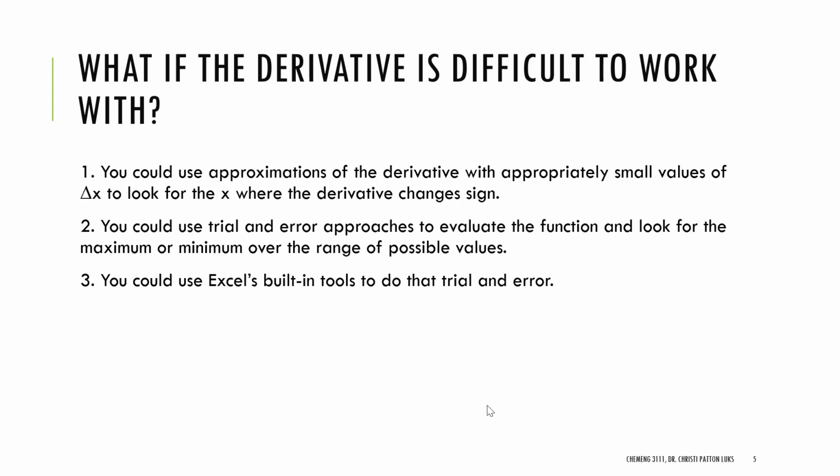You could just start randomly trying numbers and keep narrowing the region as you get closer and closer and hone in on what that maximum or minimum is. It's kind of scattershot, but you could do that. Of course, you could do this trial and error type approach using Excel's built-in tools. And we will be looking at that also.